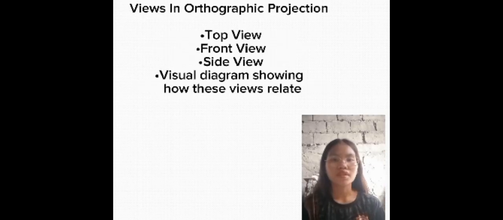Next, we have the views in orthographic projection: top view, front view, side view. Visual diagrams showing how these views relate. Orthographic drawings usually include the front view, showing the main shape and details.